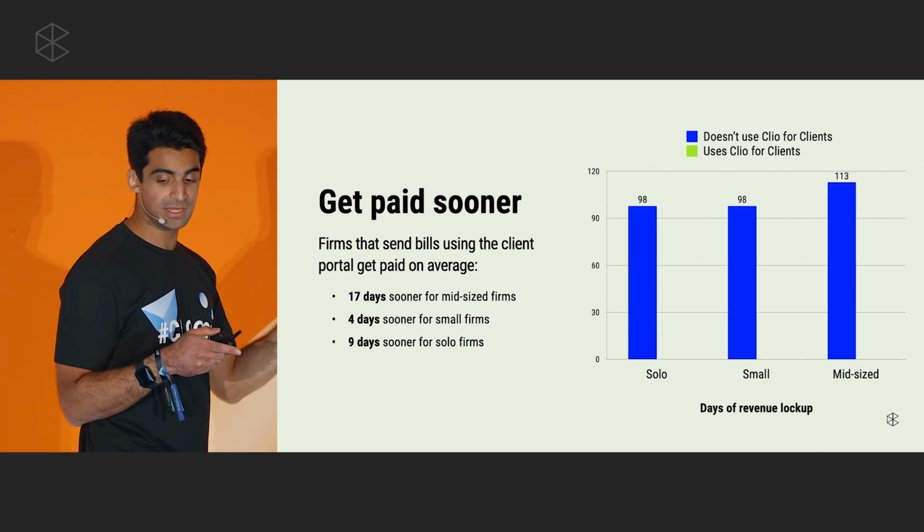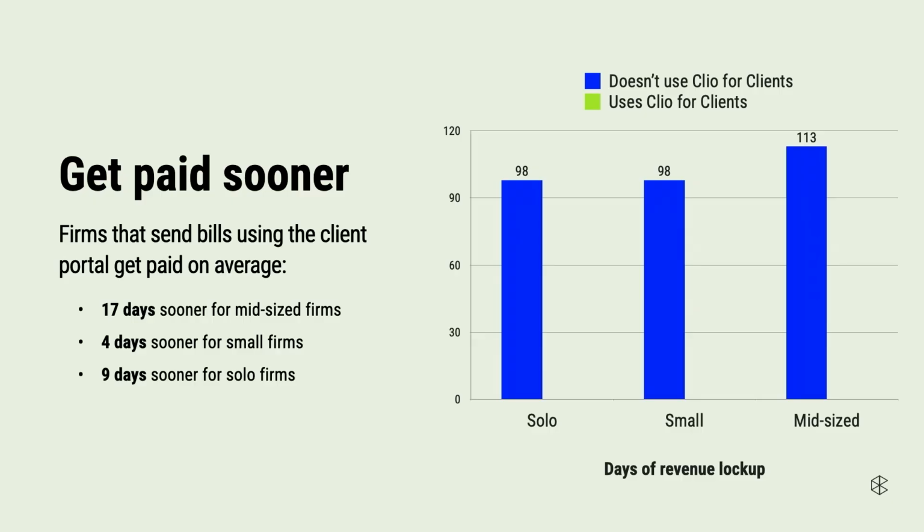So on the screen here, first, you're going to see the lockup times for firms who do not use Clio for Clients. Now, in green, these are the lockup times for firms who do use Clio for Clients. Look at that difference. You can actually get paid up to 17 days sooner, according to our data.